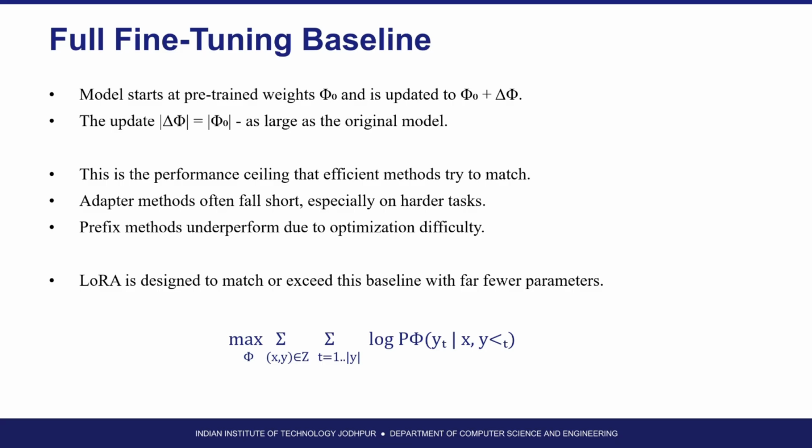So what is the full fine tuning baseline? Formally, the model starts at pre-trained weights Φ0 and gets updated to Φ0 plus ΔΦ, where the update is as large as the original model. The training objective in NLP is the same, maximize the likelihood. Full fine tuning gives us the performance ceiling. Adapter methods often fall short, especially on harder tasks. Prefix methods underperform due to optimization difficulties, and LoRA is specifically designed to match or exceed this baseline while using far fewer parameters, and that's what makes it special.